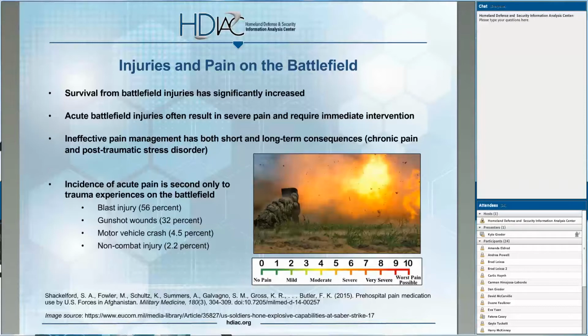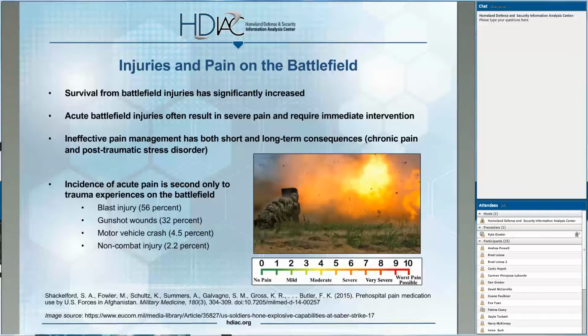Acute battlefield injuries, by far, result in severe or moderate to severe pain and ultimately require immediate intervention. And I'd like to note that if you don't treat these injuries early and manage pain, the ineffective pain management has both long and short-term consequences, particularly the development of, say, PTSD and/or chronic pain, depression, and other mental health disorders as well, because pain and mental health are so intricately intertwined.